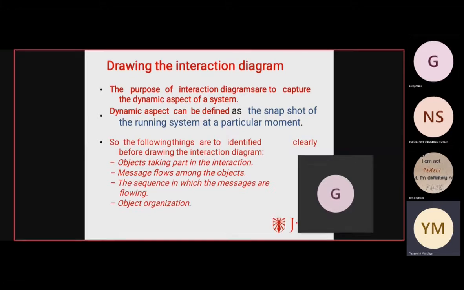The following things must be identified clearly before drawing the interaction diagram. When we want to draw the interaction diagram, the points before must be known: the objects taking part in the interaction, the message flow among the objects, the sequence of the messages flowing, and the object organization. The sequence diagram describes the flow of messages, events, and actions between the objects. An important characteristic of a sequence diagram is that time passes from top to bottom. So here the communication exists from top to bottom.